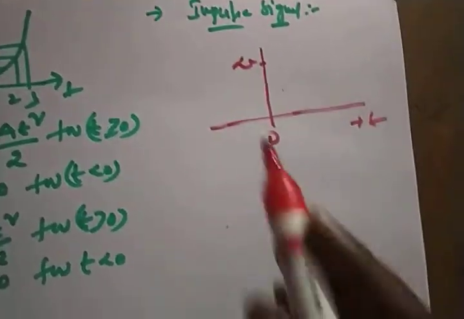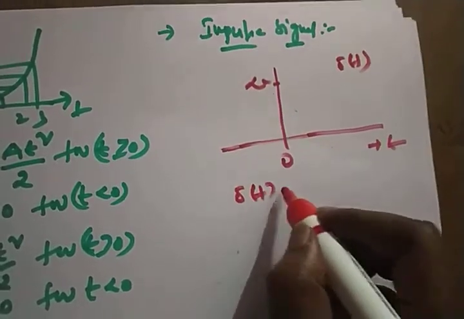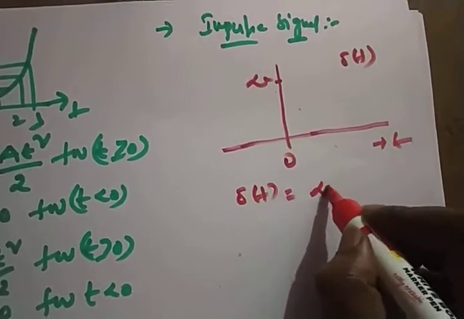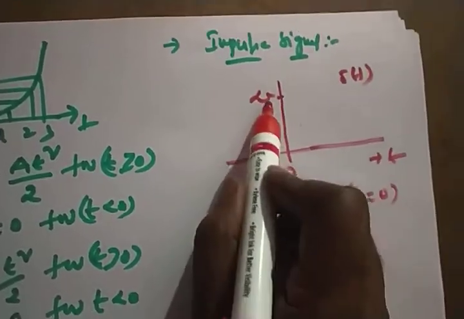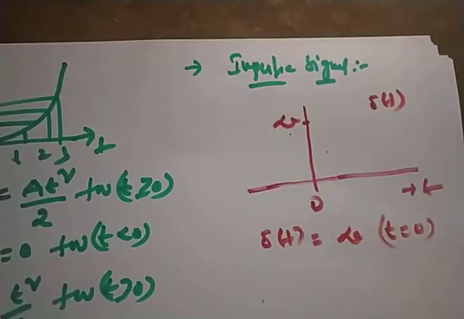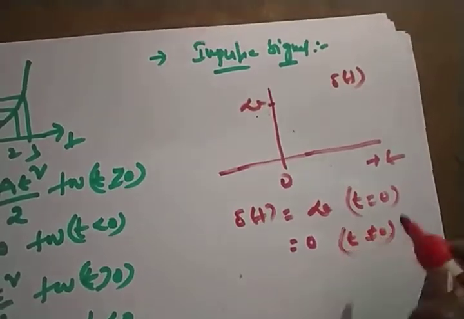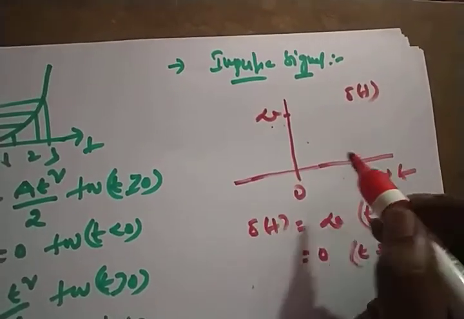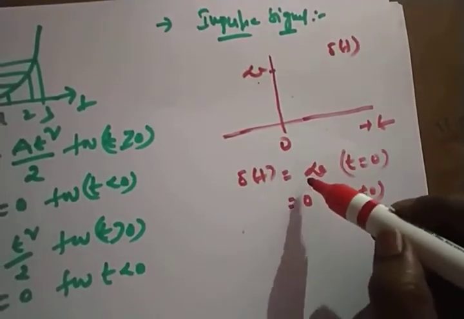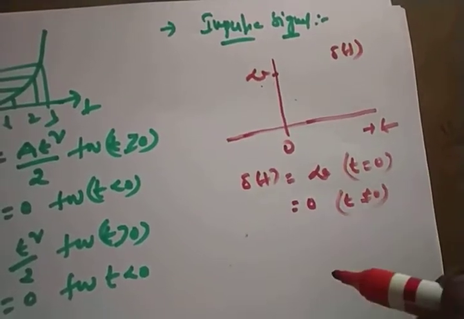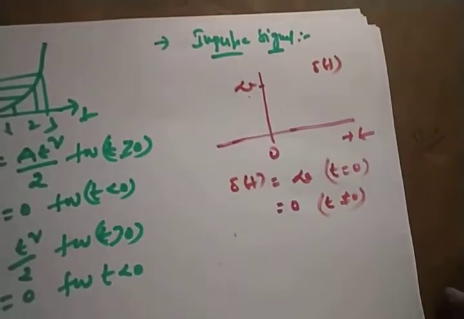So it can be denoted by del of t. The impulse response is del of t. So del of t is equal to infinity when t = 0. At t = 0, the magnitude is infinity, and it is equal to 0 at t not equal to 0. At any place, either less than 0 or greater than 0, you don't have any response. So this is the response of the impulse signal.